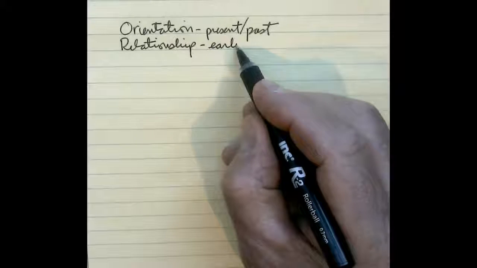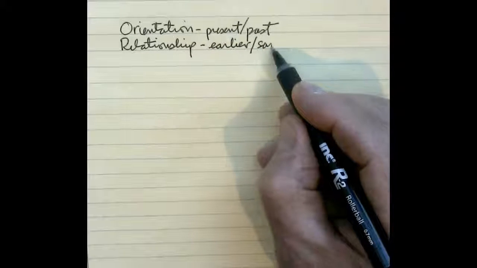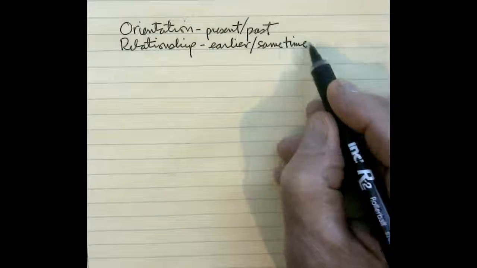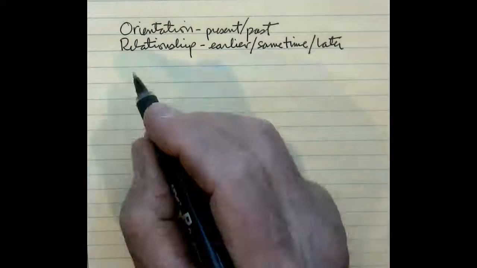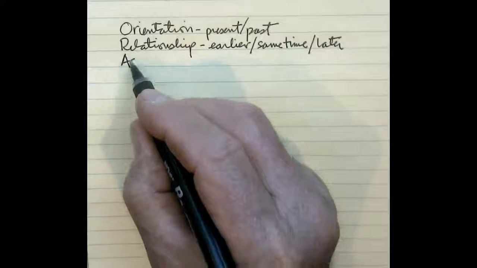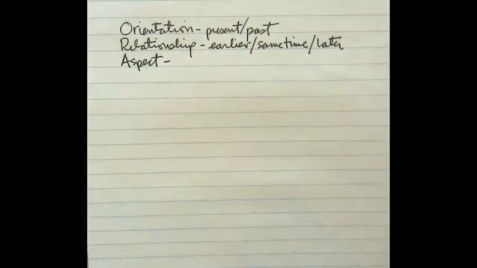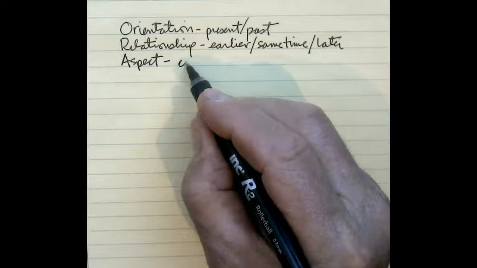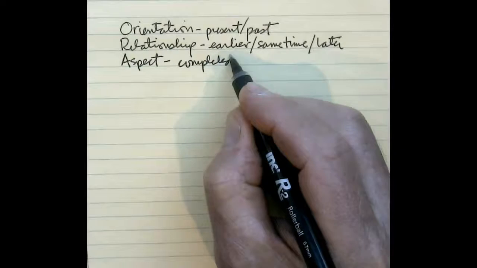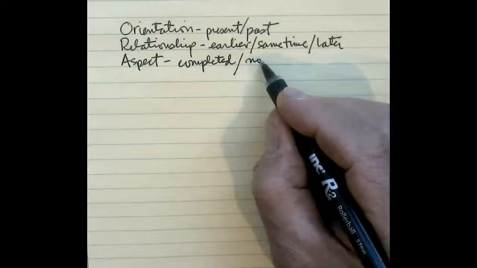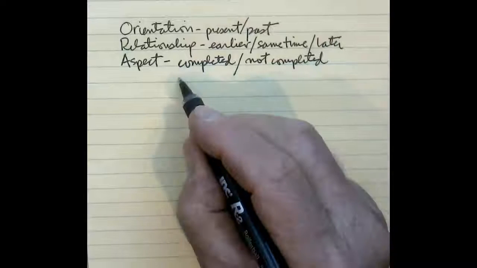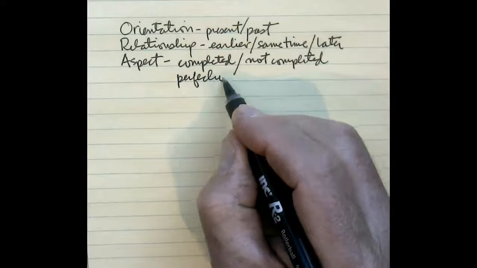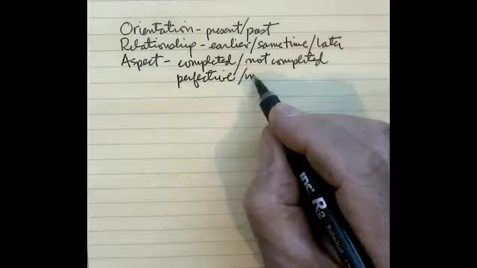Is it earlier? Is it the same time? Or is it later? Now, we also have a third topic that we've talked about called aspect. And aspect relates to the fact, is the action completed or is it not completed? Is it finished or not finished? And what we did is we called that perfective, imperfective.